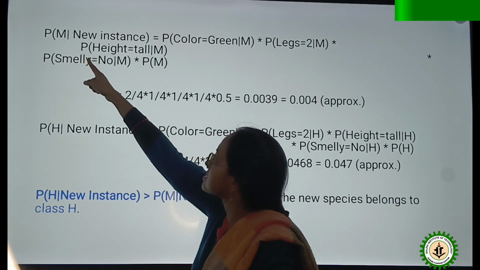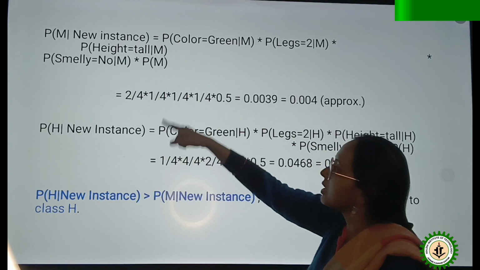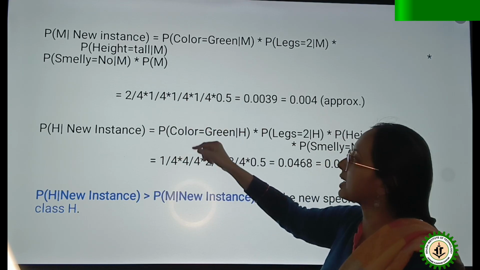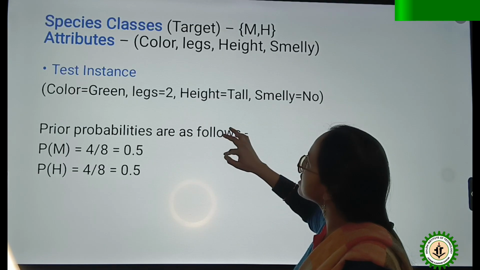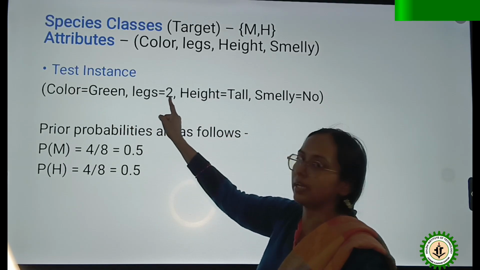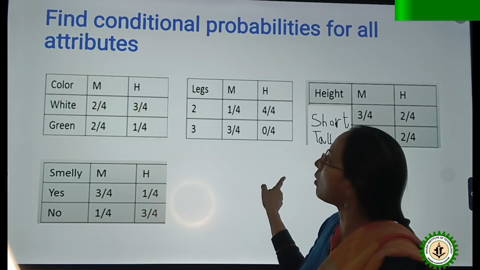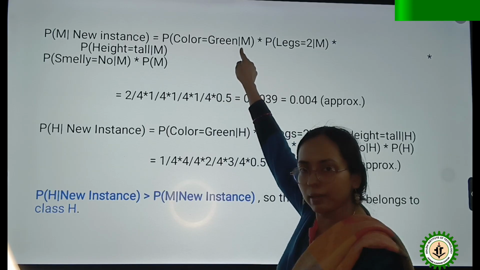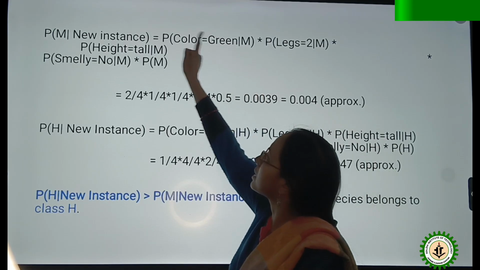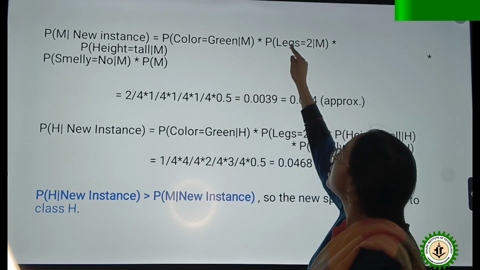Here, as you can see, I am first calculating for the species M. So P of M given the new instance. My new instance is nothing but all these attributes: color green, legs 2, height tall, and smell no. So I will be placing all these values here. Color is green, given M, because I want to find whether that species belongs to M or not.